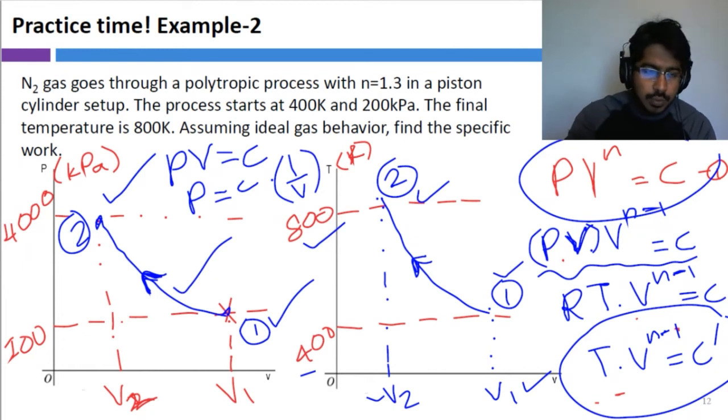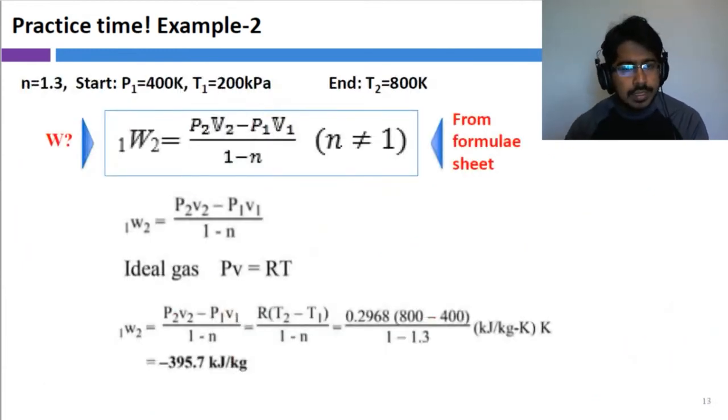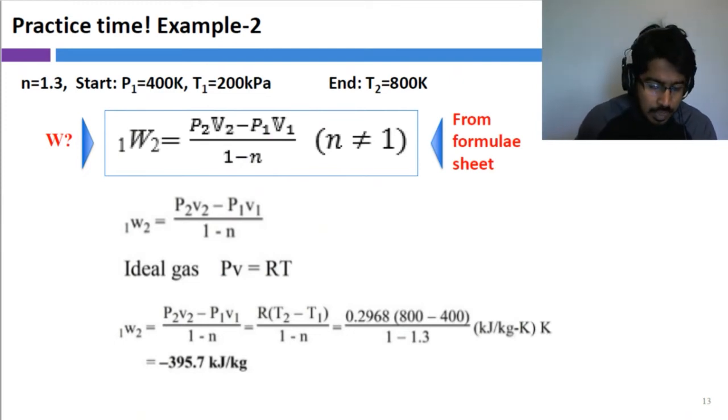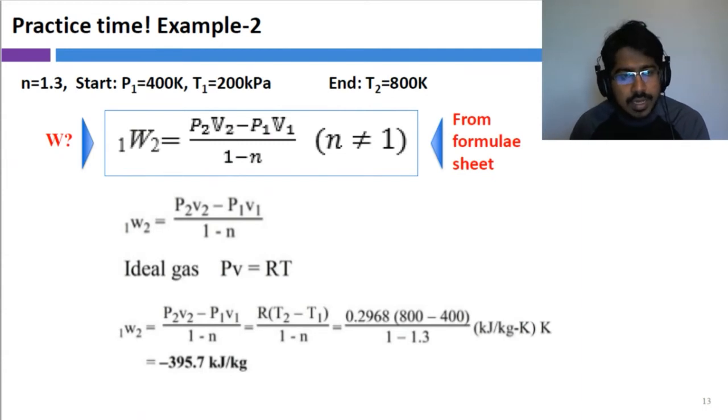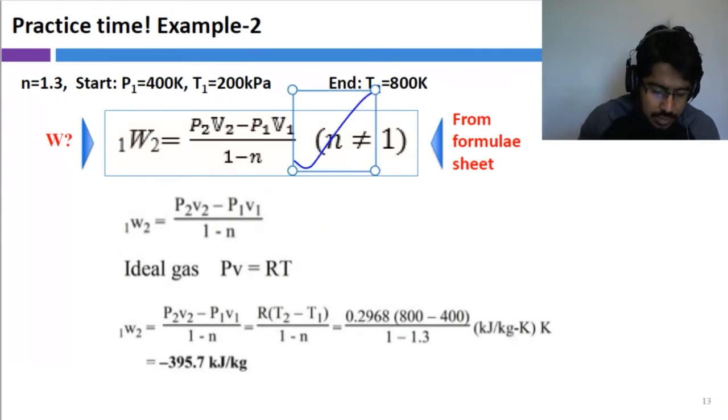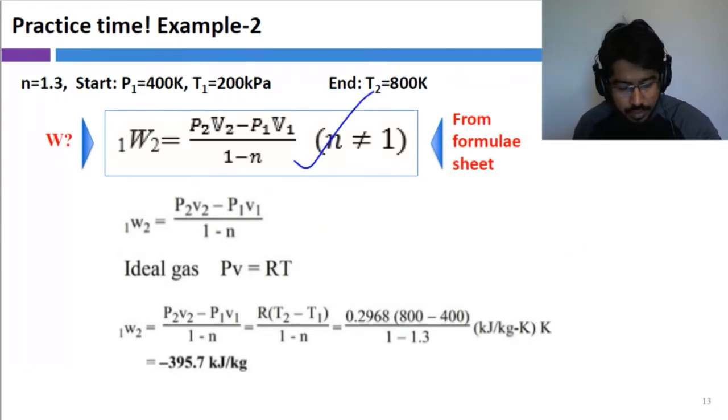If you want to find the specific work for a polytropic process, what you do is you go to the formula sheet, and in the formula sheet you have a few options. You check whether the polytropic index is equal to 1 or not. If the polytropic index is not equal to 1, which is true in this case, then you can use this equation. There you have to substitute for pressure, volume, and the polytropic index is given.